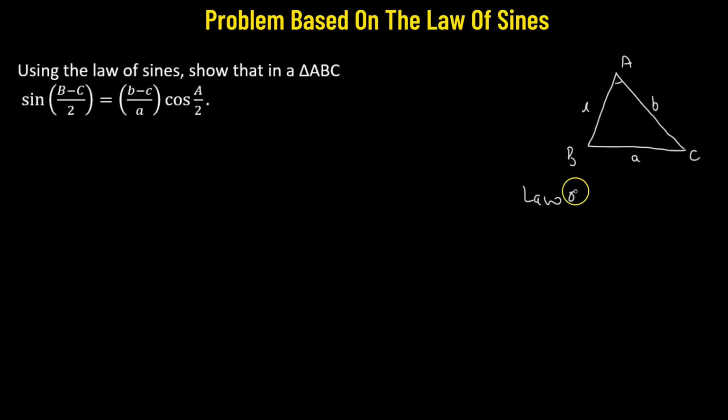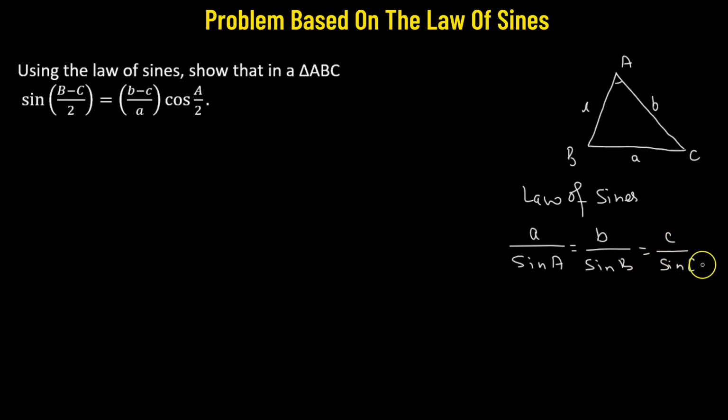Well, let's specify the law of sines. The law of sines states the ratio of side a to the sine of the angle opposite to it, that's angle A, is equal to the ratio of side b to the sine of the angle opposite to it, that's angle B, which is equal to the ratio of side c to the sine of the angle opposite to it, C. Now if we suppose that these three ratios are equal to the constant lambda, then a can be represented as lambda times sine A, b as lambda times sine B, and c as lambda times sine C.